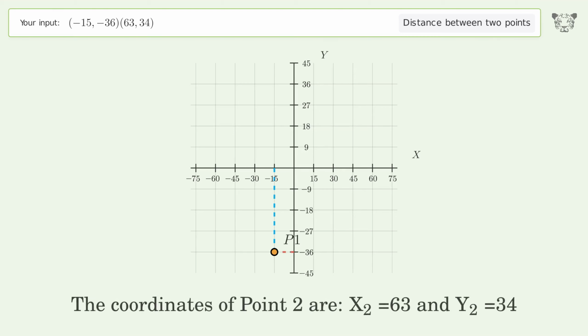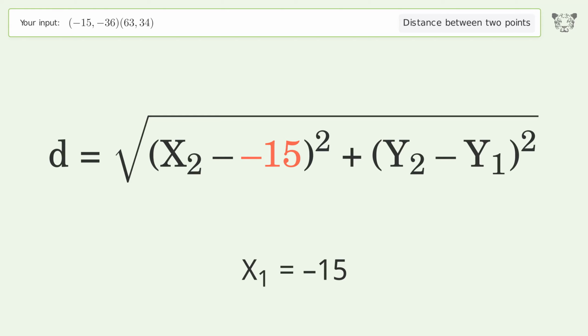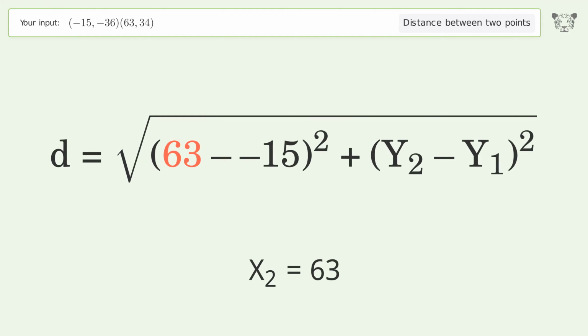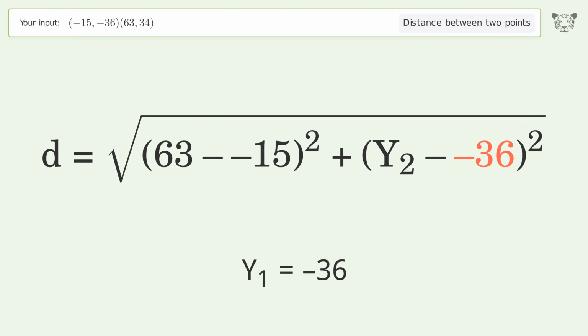x1 equals -15. x2 equals 63. y1 equals -36. y2 equals 34.